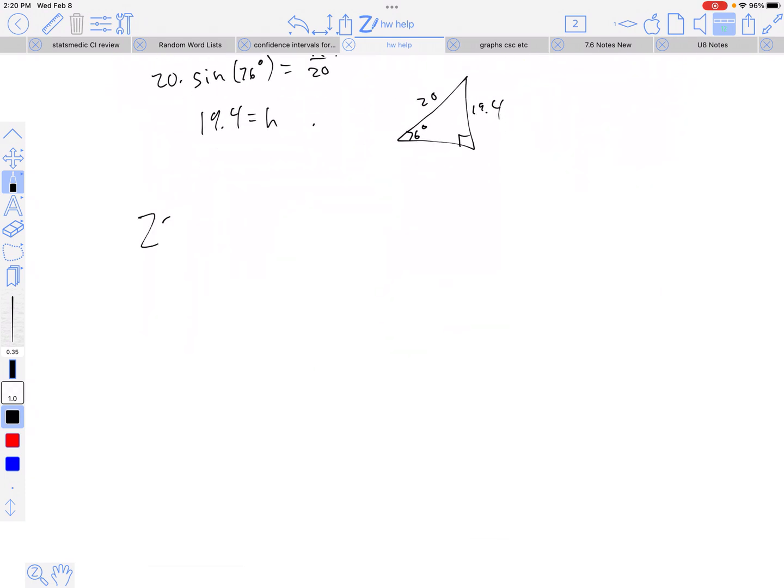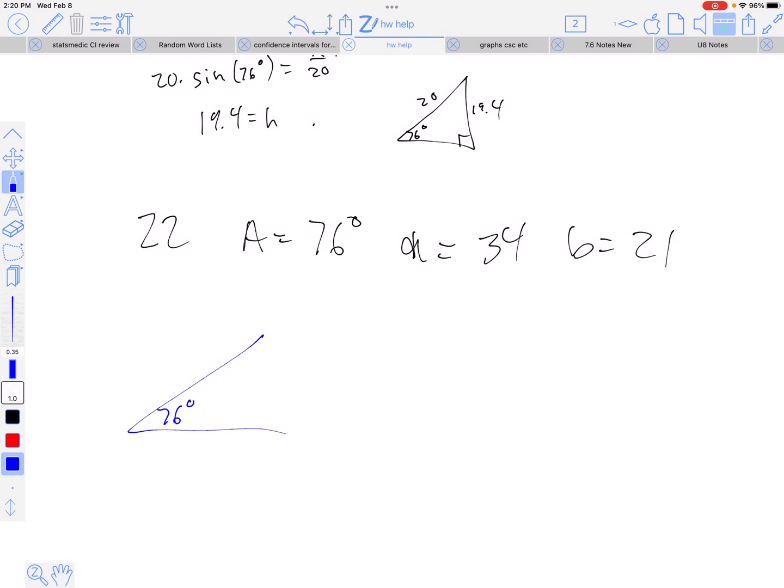I'm going to also do 22 to show you what's going on. So on 22, it says that our angle is 76 again. A is 76. Little a is, sorry, trying to read the book, 34, and little b is 21. So what's going on here? We still have this 76 degrees, and then we know that this is going to have to be 34 long. We don't know exactly how long this guy will be, but we know that this has to be 21 as well. Okay, so I'm going to quickly find my height so that I can know what's going on.